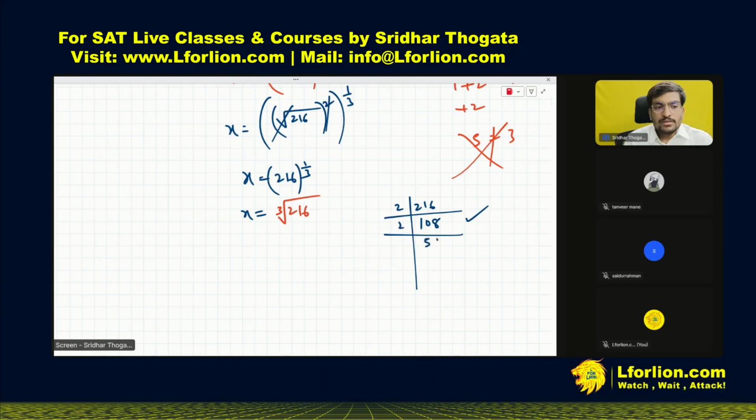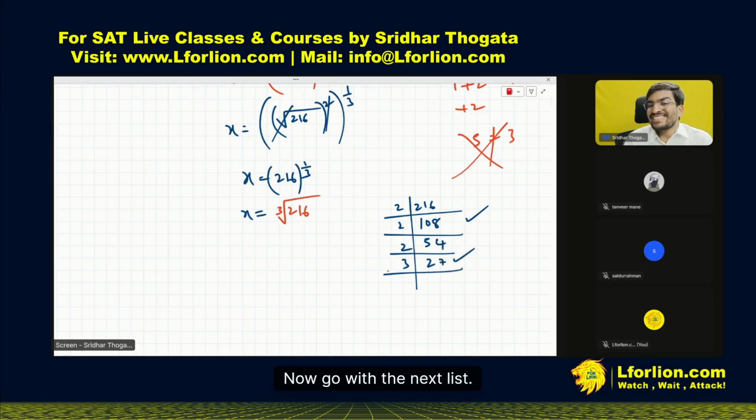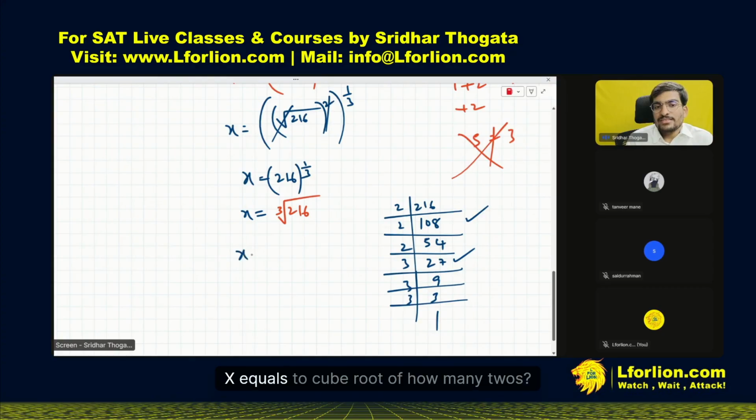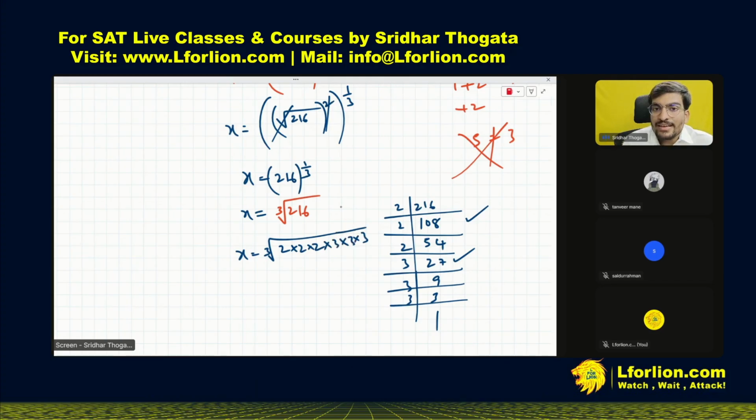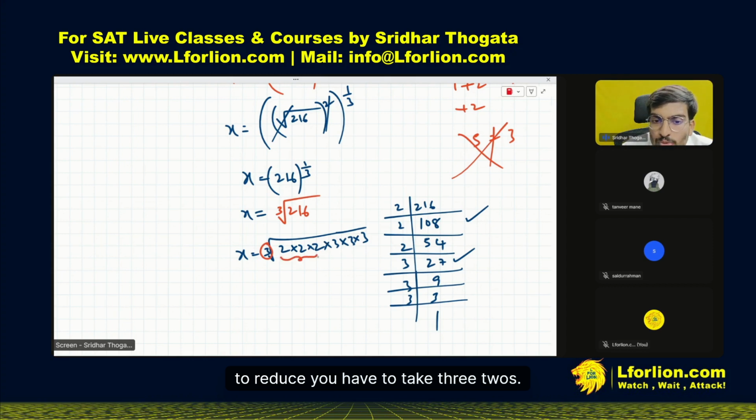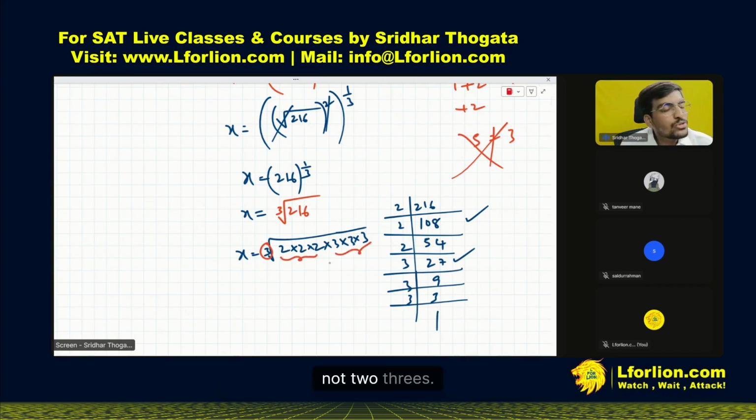2 fives are 10 and then 4. So 2 twos and 2 sevens. 2 doesn't work now, go with the next least, 3. 3 nines, 3 threes and 3 ones. So what is this here? x equals cube root of how many 2s? Three 2s. And remember, three 3s. Here the thing is cube. To reduce, you have to take three 2s, three 3s, not two 2s, not two 3s. Whenever it is square, then two 2s is right.